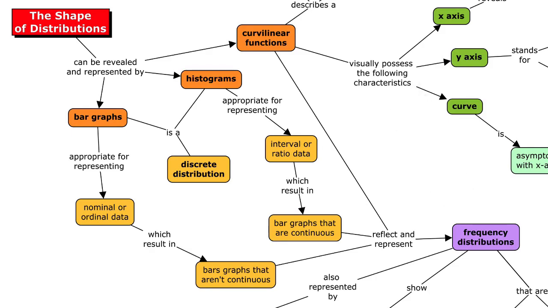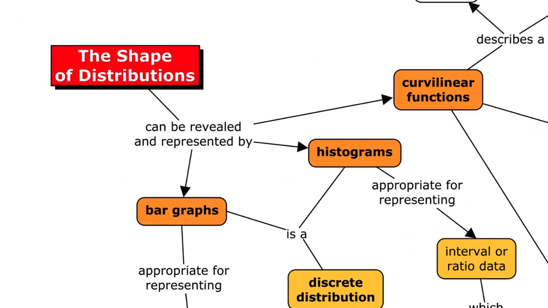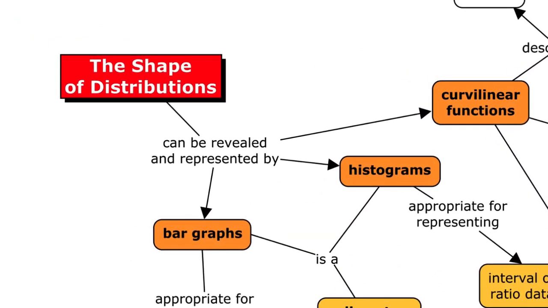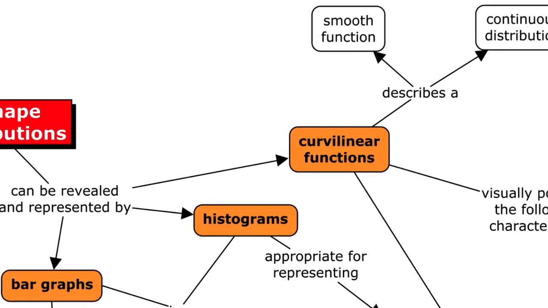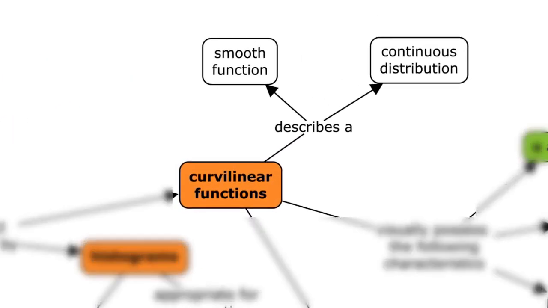But these are not the only kinds of graphs that represent frequency distributions. We can have what are referred to as curvilinear functions. I will presume that you've seen many examples of curvilinear functions, especially from your high school math class. These are the kinds of graphs that, generally speaking, represent smooth functions, and they are continuous in nature.